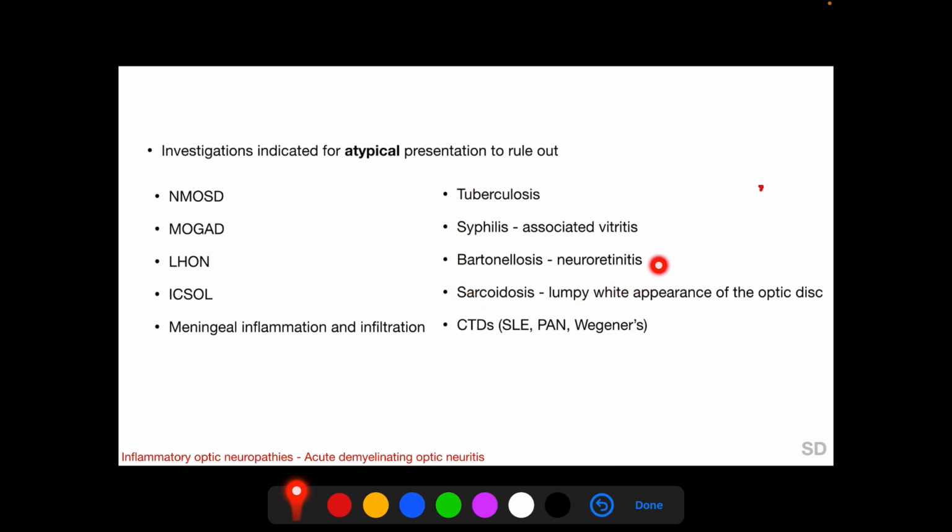Inflammations and infections of the optic nerve head can involve other layers of the retina. Sarcoidosis may have a lumpy white appearance of the optic disc, a very characteristic presentation, and connective tissue diseases such as systemic lupus erythematosus, polyarteritis nodosa and Wegener's can also present with optic nerve involvement.